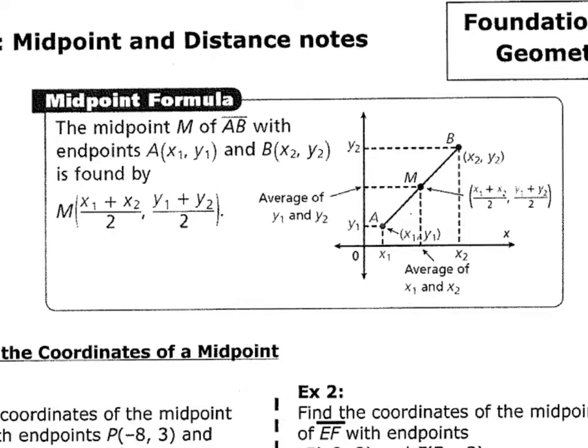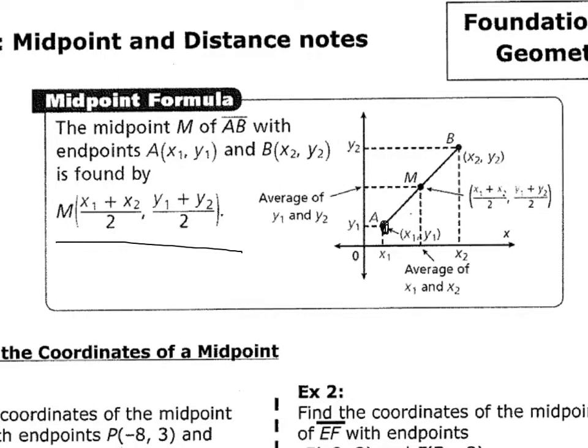Okay, and the formula you're going to use is right here. The midpoint is x1 plus x2 divided by 2, and y1 plus y2 divided by 2. Where you get x1, x2, and y1 and y2 is from whatever ordered pair they give you.